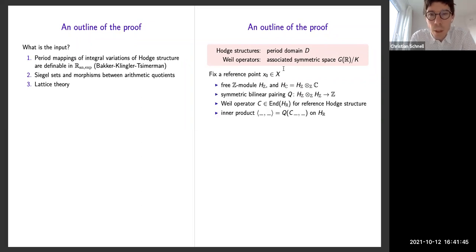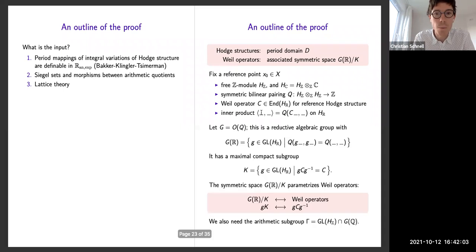The way this works is that I first fix a reference point so that I get a fixed integral lattice, a fixed complex vector space, a fixed pairing on it, a fixed Weyl operator, and a fixed inner product. And then I compare all the other ones with this reference data. Now in this case, I have a natural algebraic group, namely this group G. This is simply the orthogonal group of this pairing.